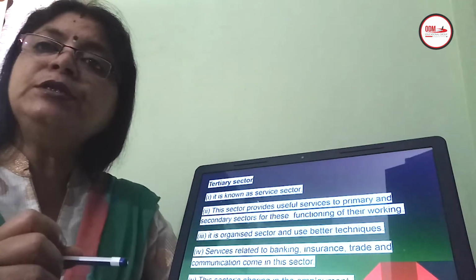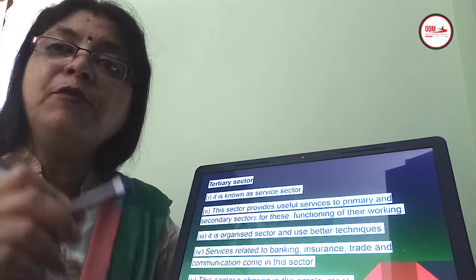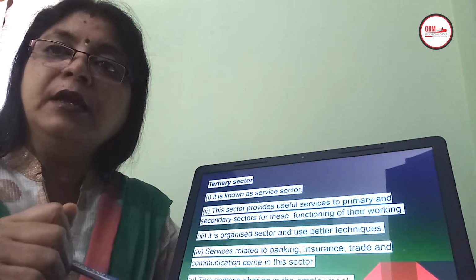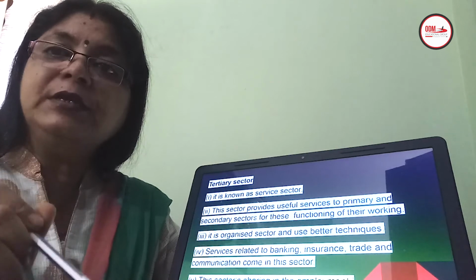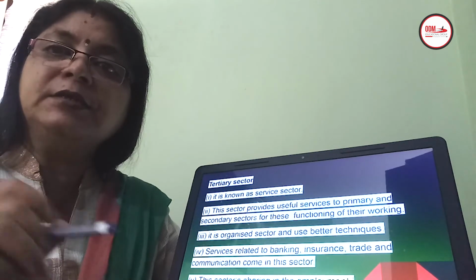So these are all about the economic activities performed by the people of our country, the different varieties of economic activities, that is primary, secondary and tertiary sector.